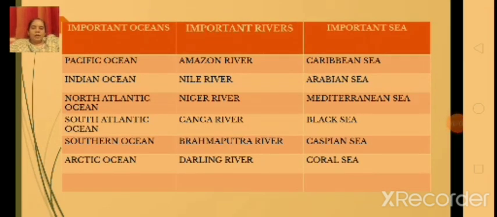So, the important oceans are Pacific Ocean, Indian Ocean, North Atlantic Ocean, South Atlantic Ocean, Southern Ocean and Arctic Ocean. Children, these oceans are very important, okay? You need to know where these oceans lie on the earth. So, these are some of the important oceans of the world.